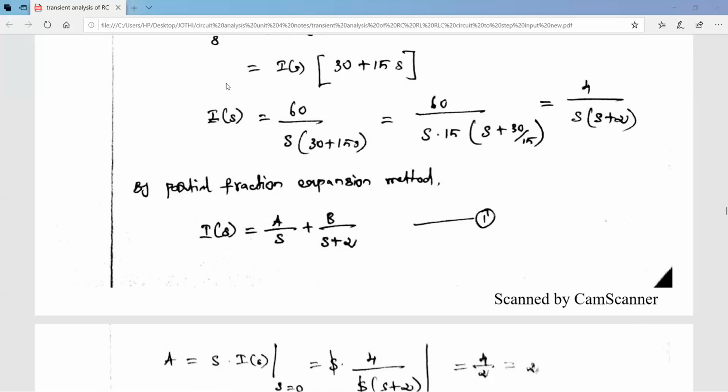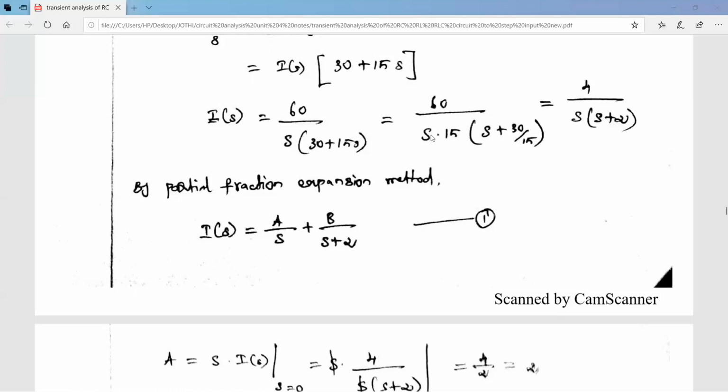So we got the I of s function. In the I of s function, the numerator is some constant, and the denominator is a second order polynomial. So here there are two roots. One root is s equal to 0, and the other root is from s plus 2, which means the s value is minus 2.